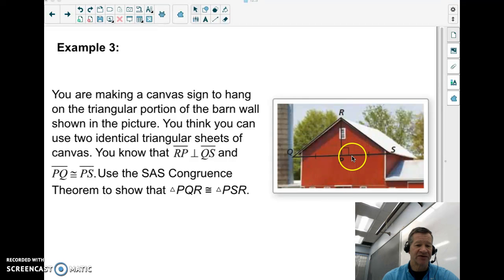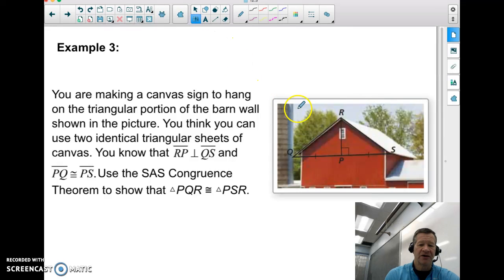You know that RP is perpendicular to QS, so that's marked by this right triangle. And you know that PQ is congruent to PS, that's also marked. Use side angle side congruence to show that triangle PQR is congruent to triangle PSR.